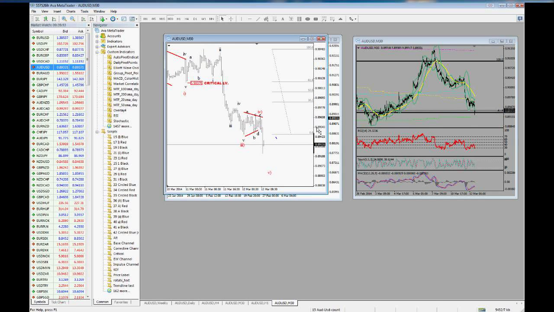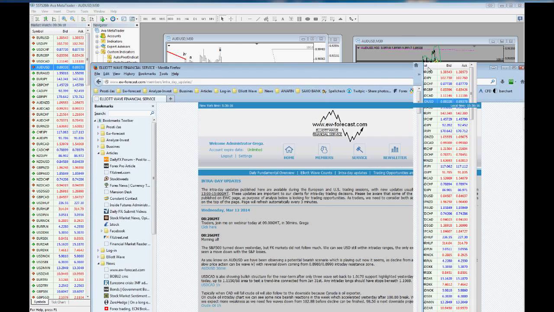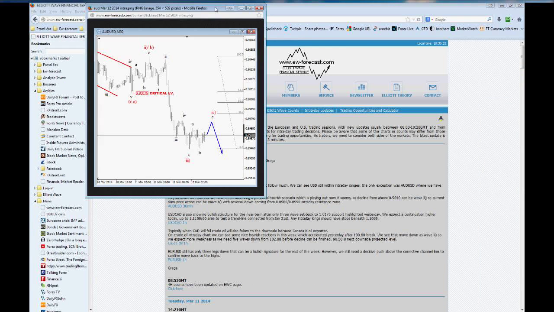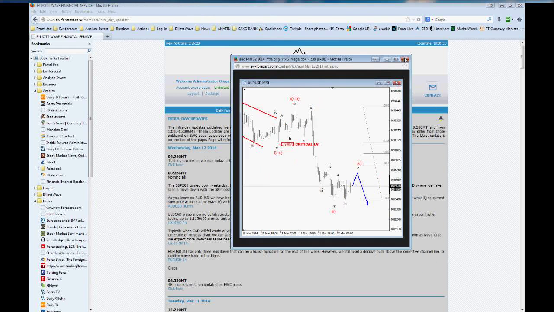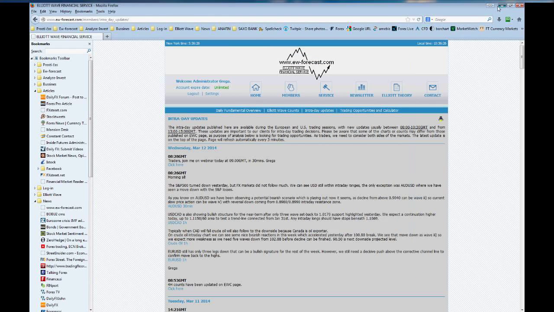So Aussie dollar still waiting, and we'll obviously post the updated charts on our intraday update page. Okay, we already posted today. Okay, so we already posted this Aussie dollar 30-minute, and I will update this one at the start of the US session. Okay.